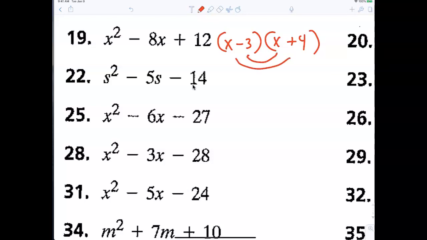-3 and +4. Does that make -8? No. So, what are some other factors of 12 that might make 8? That 4. Wait. Yeah. 4 and what? 2. Wait. It's okay. I know there's a lot of pressure, man. 4 and 3. 4 and 3. Does that make 7? No.